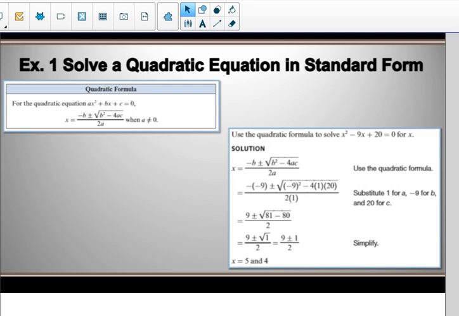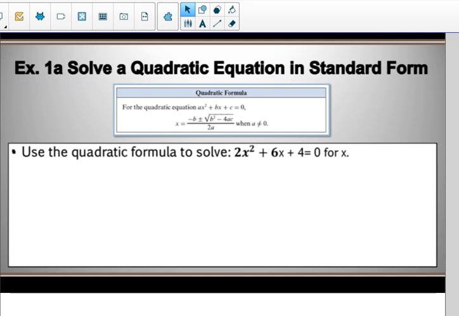Let's look at an example here. Solve a quadratic equation in standard form. Again, you're just going to use your a, your b, and your c. Remember, your x squared term is your a, your b term is in front of your plain x, and your c is your integer. So example 1a, use the quadratic formula to solve 2x squared plus 6x plus 4 equals 0. 2 is our a, 6 is our b, and 4 is our c.